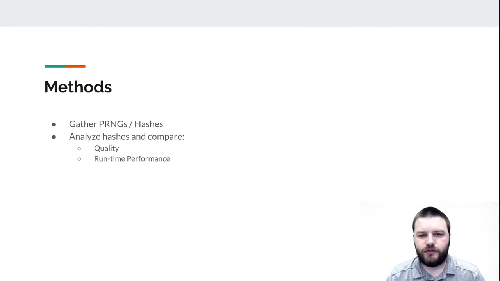First, we gathered a list of pseudo-random number generators, hash functions, and their variations to test. We focused on finding hash functions that were used in GPU rendering techniques. Then we analyzed their quality using neighboring seeds, as well as runtime performance, and graphed the results.